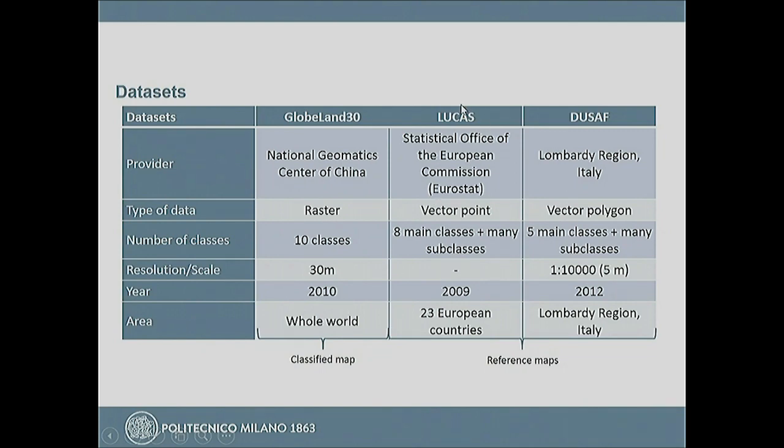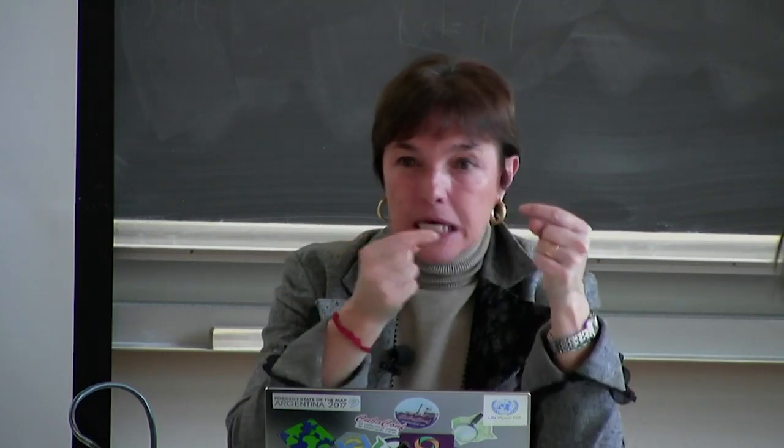Then with respect to the point data, we decided to use the LUCAS dataset. LUCAS is a point-wise dataset. It is an authoritative one. It is produced by Eurostat, the Statistical Office of the European Commission. We have 8 main classes plus many subclasses, so it means that we don't have exactly the same categories as Global 30. We needed to make the link between the different categories.